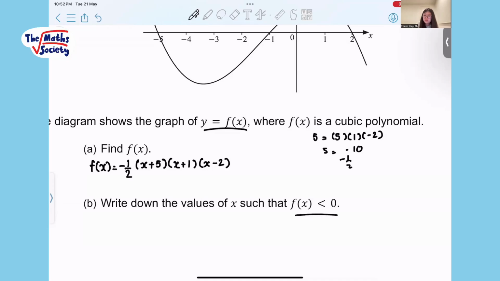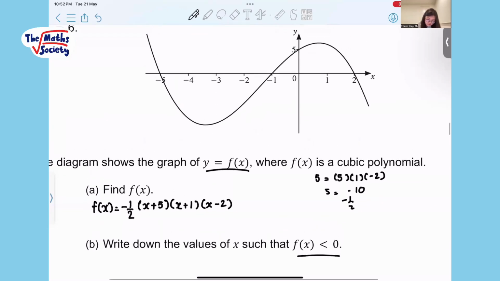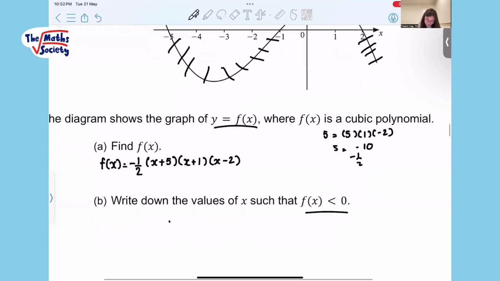And then we find where f of x is less than 0. So we just go less than 0, less than 0. So we just take it's between minus 5 and minus 1, and it has to be x greater than 2. So f of x will be less than 0.